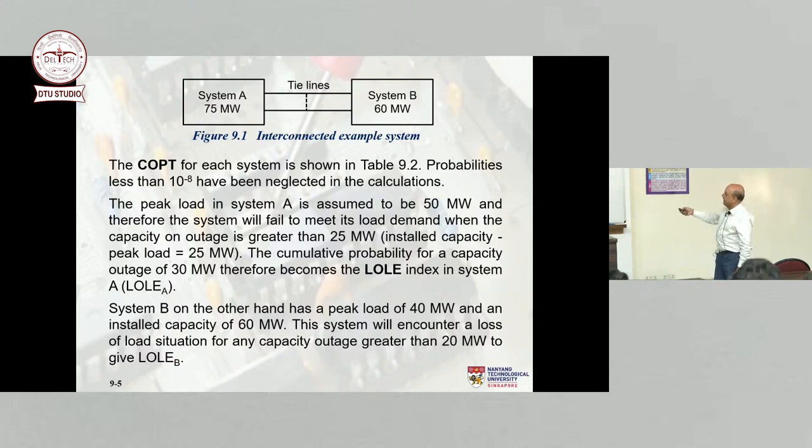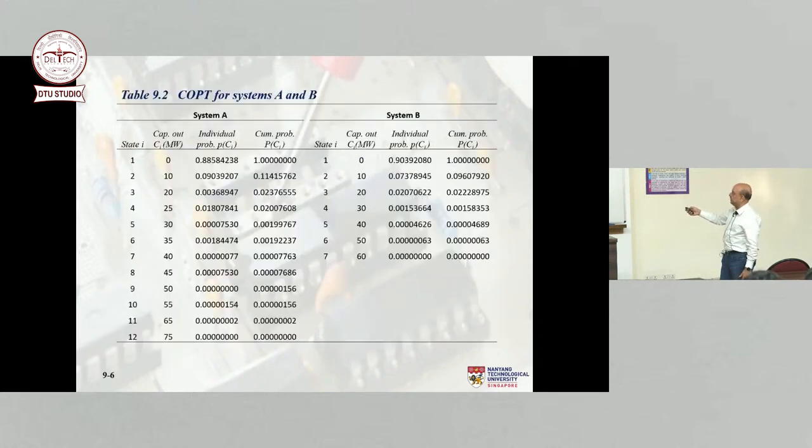Okay. So we know how to calculate the capacity model for each system, isn't it? I mean, these are two individual systems. You can calculate the COPT here. You can calculate the COPT in system A. Probabilities less than 10 to the power minus 8 can be neglected, which we have been saying before. So let's look at this. This is the COPT of system A here and the COPT of system B here. Everybody can do that by now, right? So very simple. And these are small systems, so you can do by hand calculations very easily.